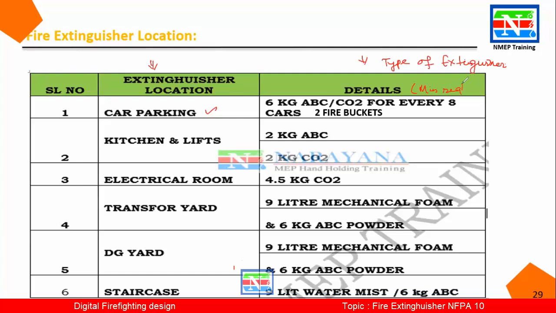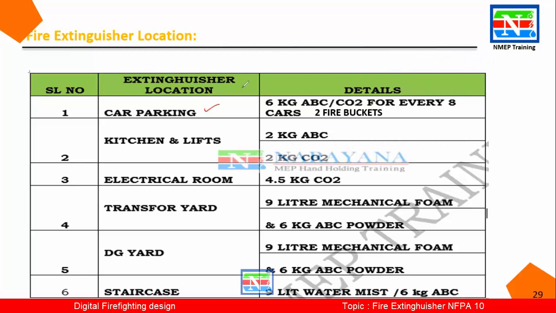For example, here it is mentioned 2 kg. You can install 4 kg, 4.5 kg, not an issue, but it should not be less than that. For example, here it is mentioned 6 kg ABC. You should not put it less than this. 2 kg you cannot put.